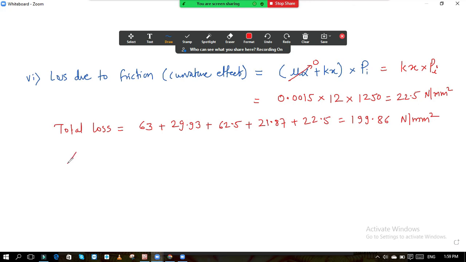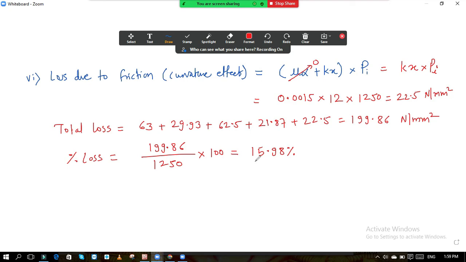So the percentage loss is equal to 199.86 divided by 1250 into 100. So 15.98%. This is the percentage loss.